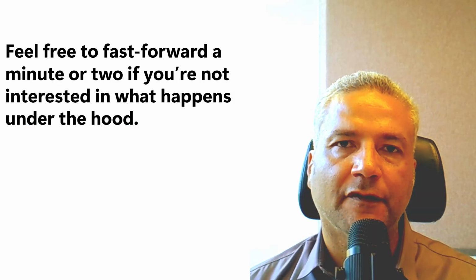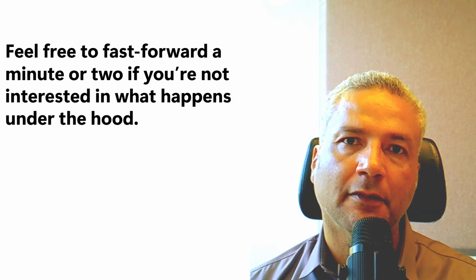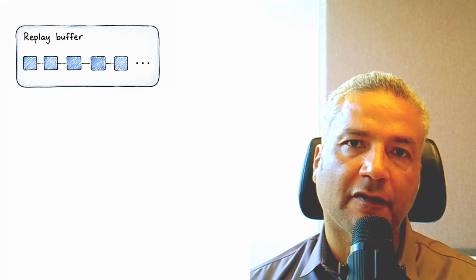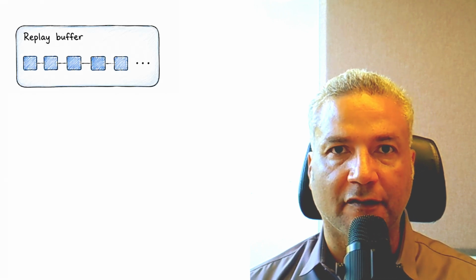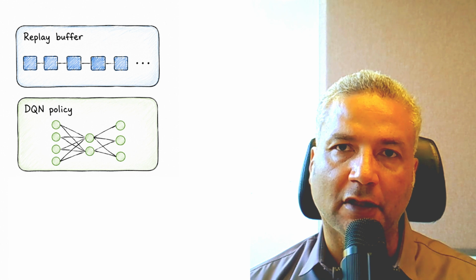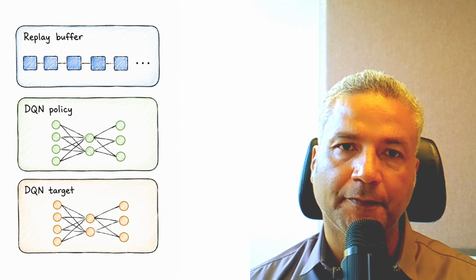I will now present some basic ideas of deep Q-learning, also named DQN. One important component is a replay buffer. It stores a lot of old experiences. Another component is a policy network used for action selection. And the third component is a target network that makes the training more stable.